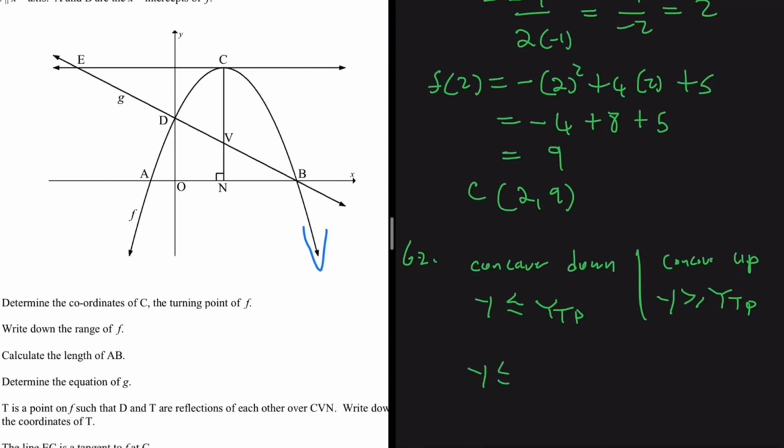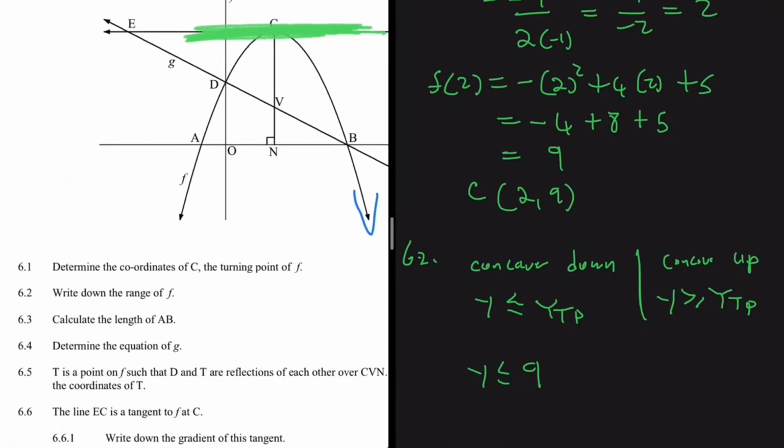We know fully well that in our situation it is 9. And when you look at the graph itself, the y values of this graph can never exceed 9. 9 is the highest point this graph can reach.